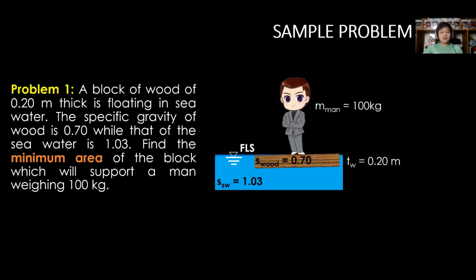So let us now take our sample problems. For problem number 1, a block of wood of 0.2 meter thick is floating in sea water. The specific gravity of wood is 0.7, while that of the seawater is 1.03. Find the minimum area of the block which will support a man weighing 100 kilograms.